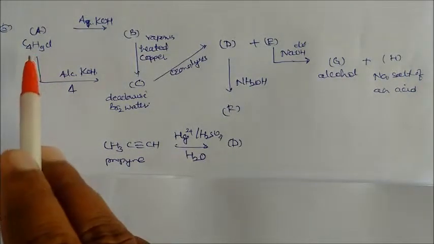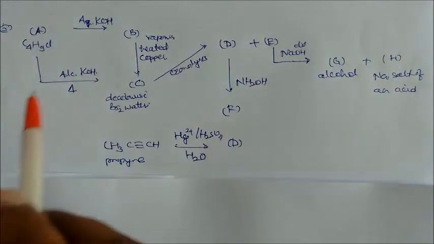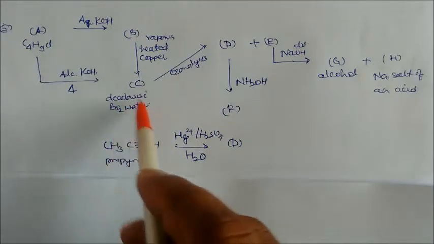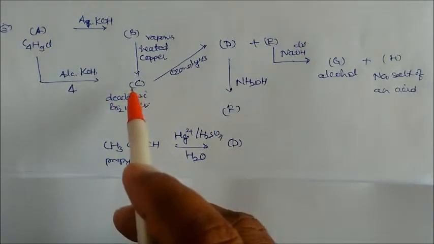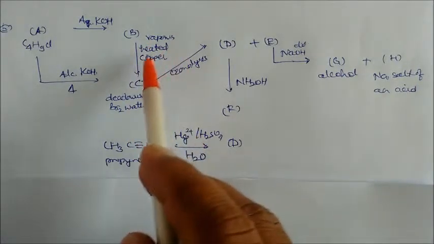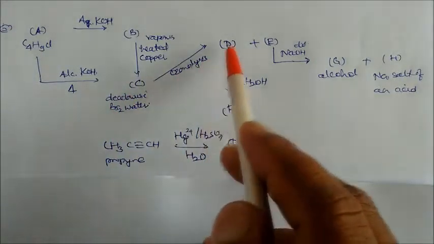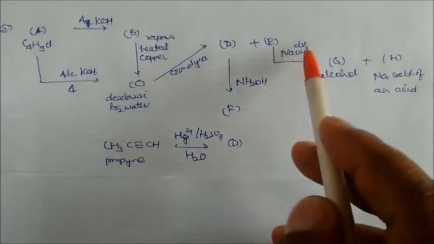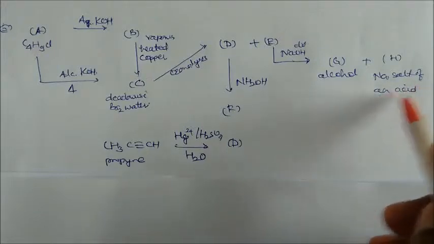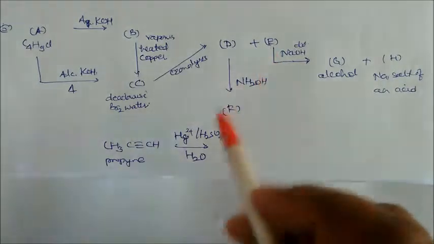So this is the A compound, C4H9Cl. With aqueous KOH we will get B, and with alcoholic KOH on heating you will get C. C can decolorize bromine water, so this means it is an unsaturated compound, and B is converted to C by passing vapors over heated copper. Again C is an unsaturated compound, so on ozonolysis you will get D and E. E, on dilute sodium hydroxide, gives alcohol and the sodium salt of an acid. This is an aldol-type condensation, so E must be an aldehyde.